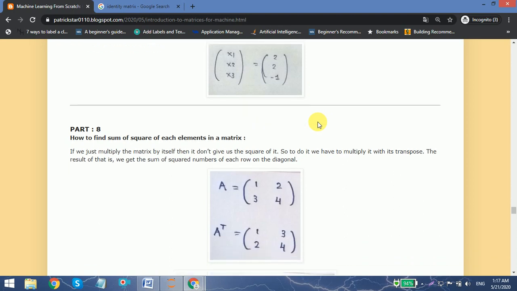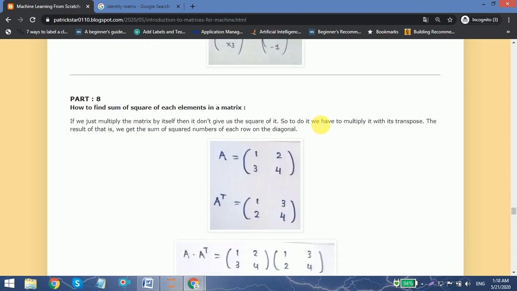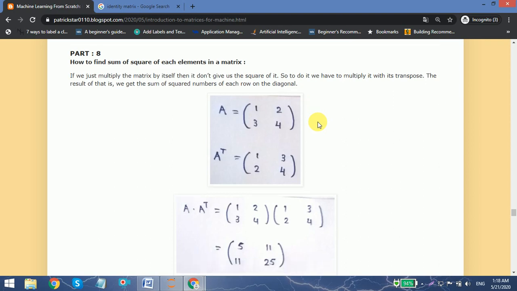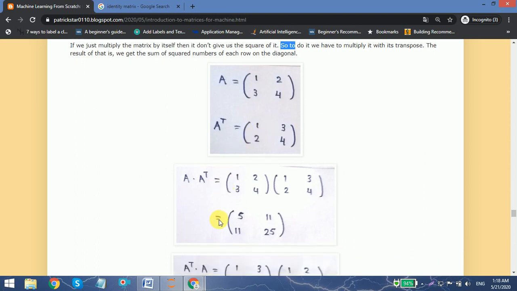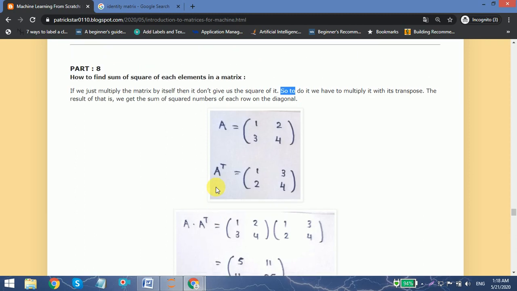Okay, so now part 8 is how to find the sum of squares of each element in the matrix. If we multiply the matrix by itself, then it does not give the square of it. So to find the square of each element, we have to perform a different operation, or we can say we have to multiply it with its transpose. Now what we get here is the sum of squares of each element in a matrix.